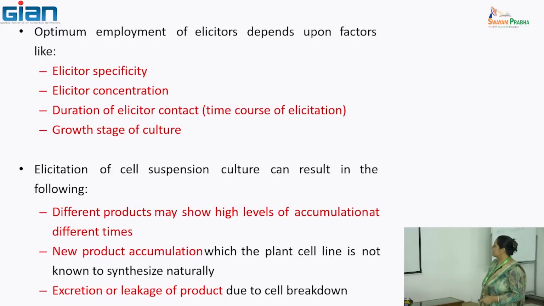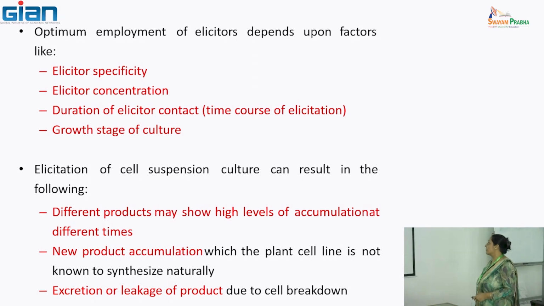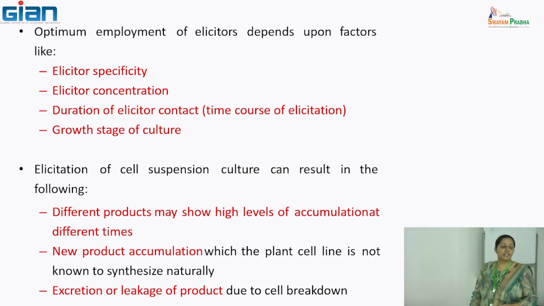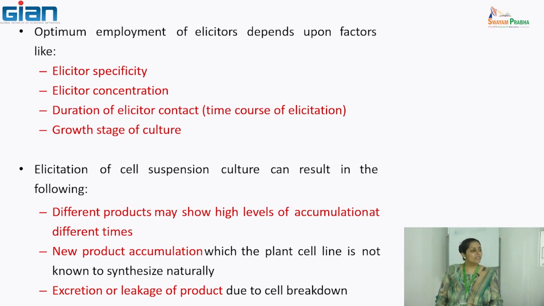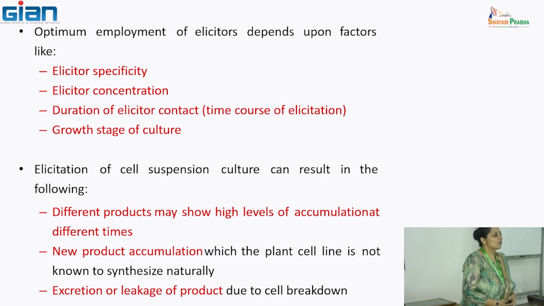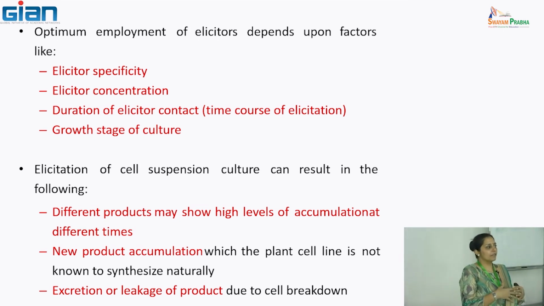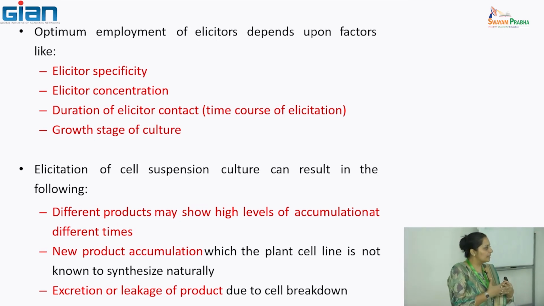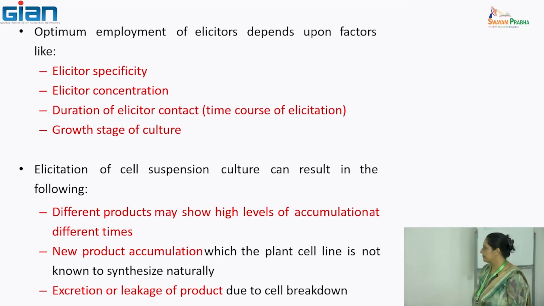Elicitation in cell suspension cultures can result in different products, and may show high levels of accumulation at different time points, because it depends on your elicitation strategies. Generally, these are stress inducers. So under a stress environment, the cell will be gearing up its entire secondary metabolism. So you might be able to observe other products also coming up.